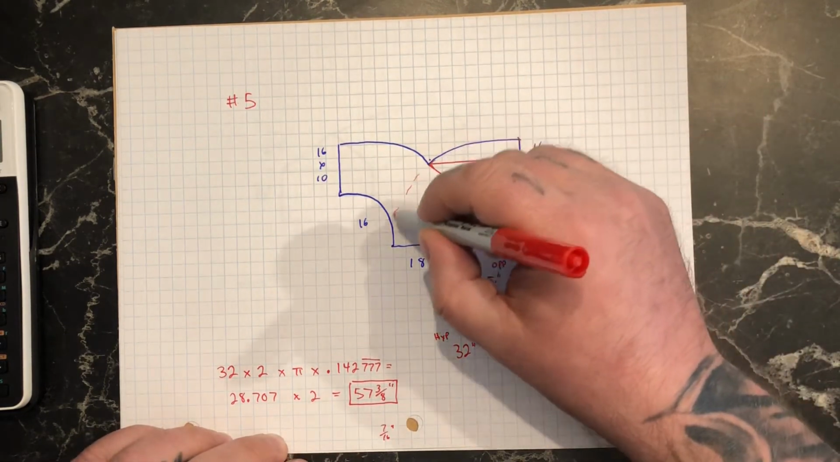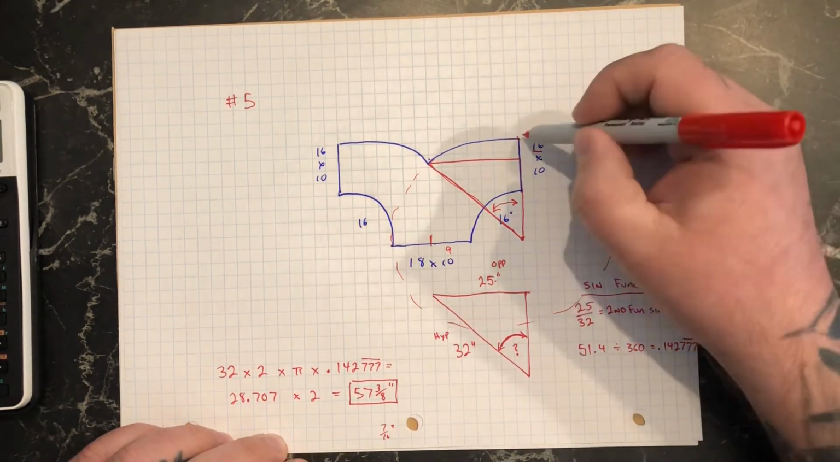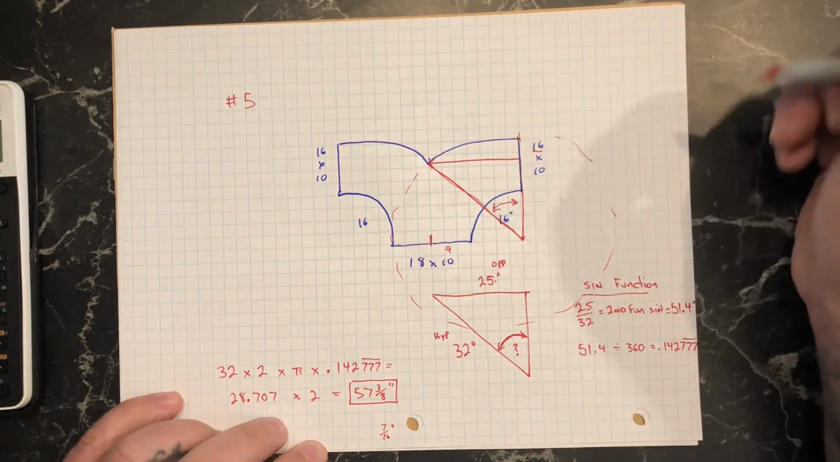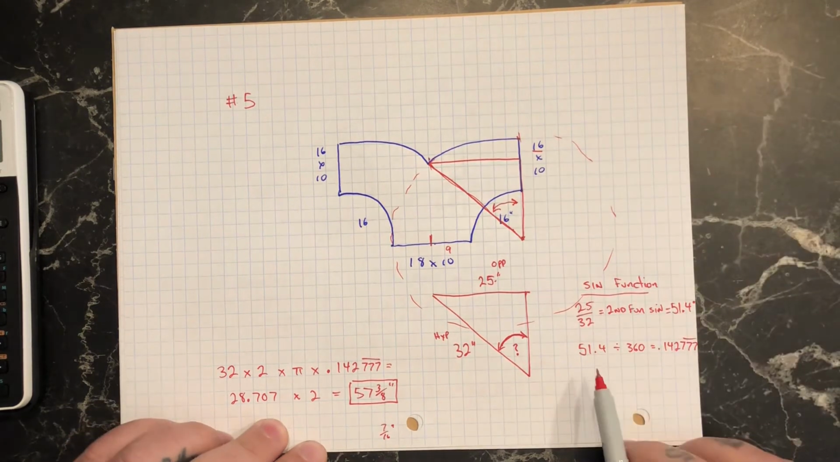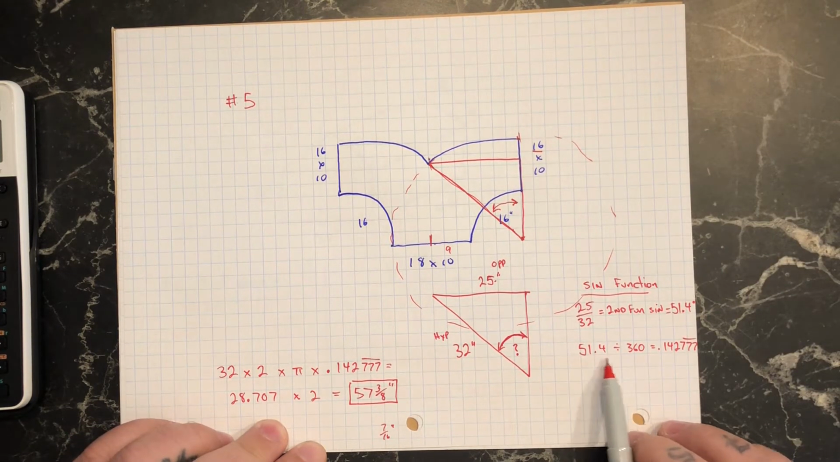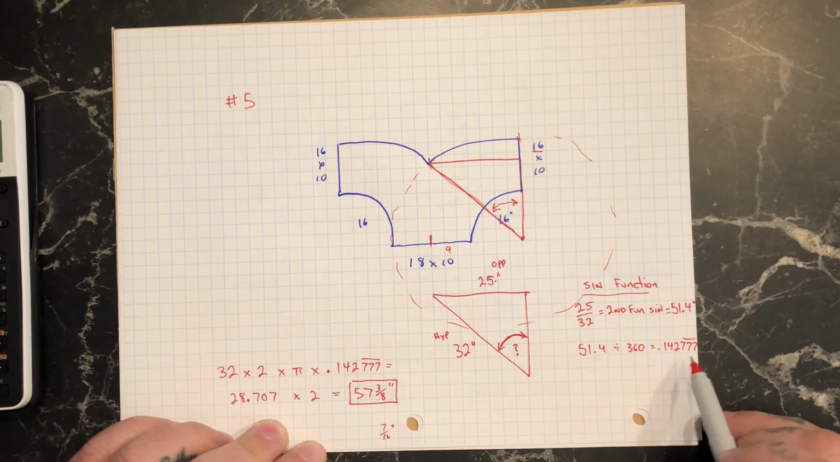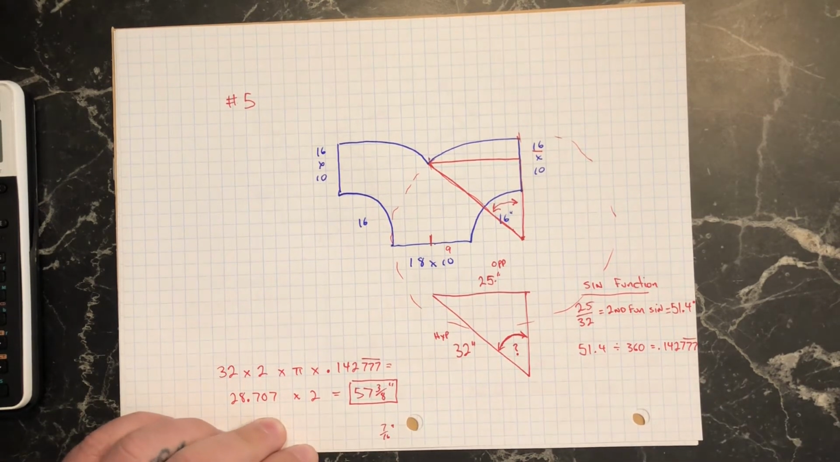Now, again, if you were to imagine this as a full circle, I'm only looking for this little piece of pie. So that's going to be that angle over 360. So if I go 51.4 divided by 360, it gives me 0.142777, continuing.